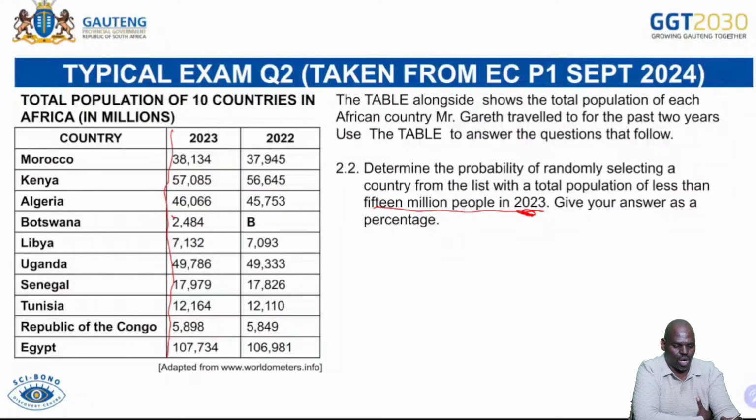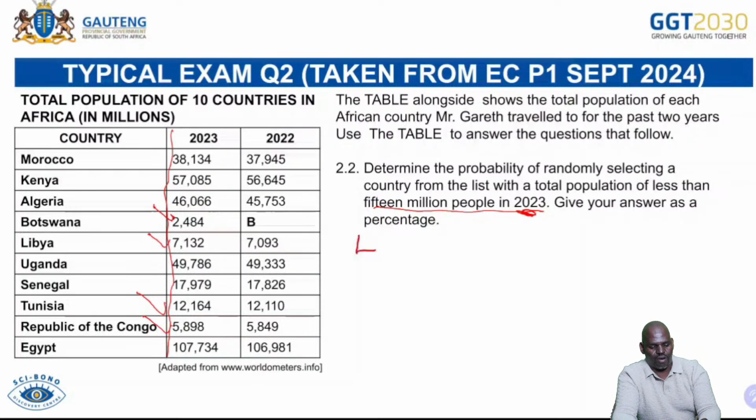Botswana. And then we also have Libya. We've got Tunisia, less than 15, and then we've got the Republic of the Congo. So 1, 2, 3, 4. When selecting a country, all these countries have a population less than 15 million. Then I say the probability is 4 over 10.